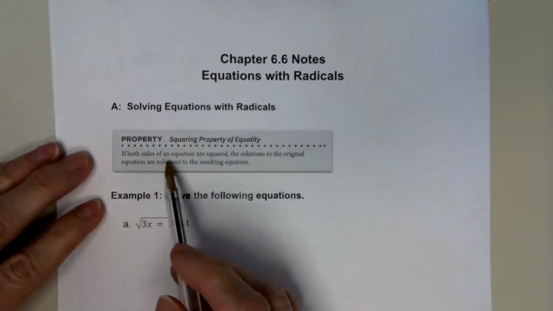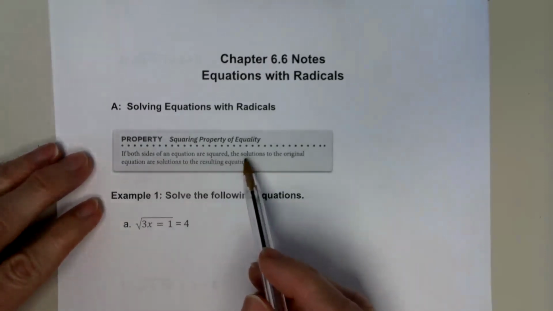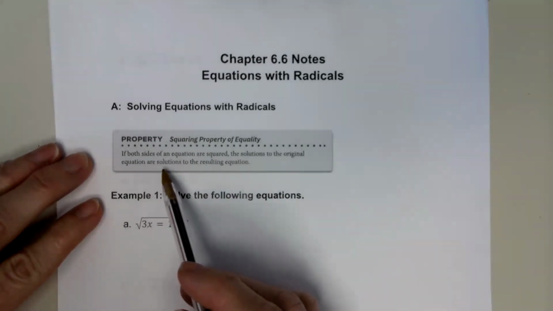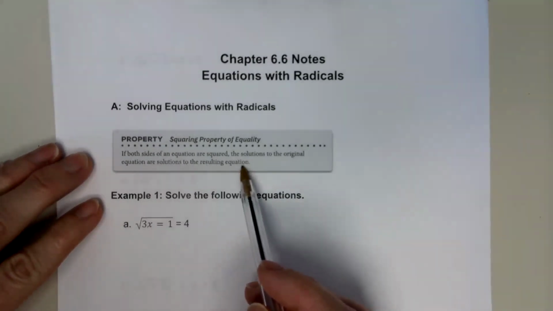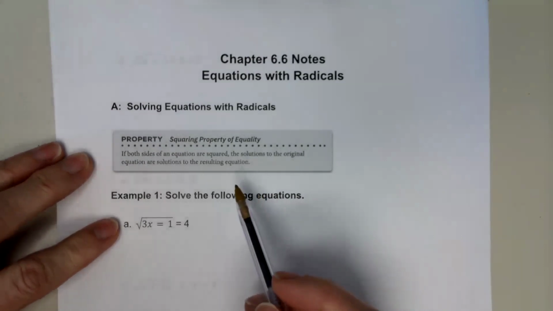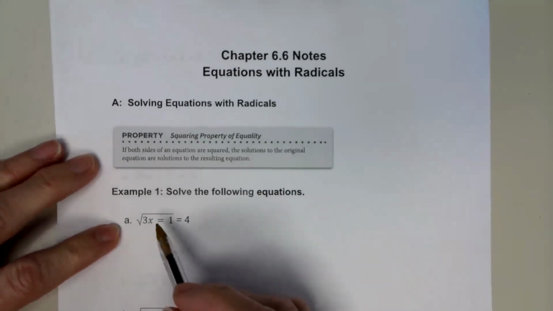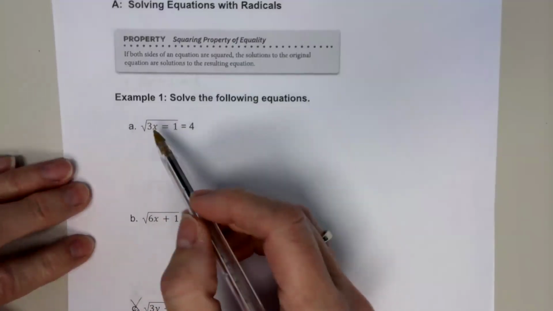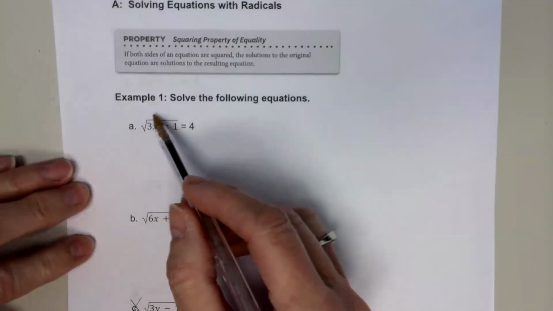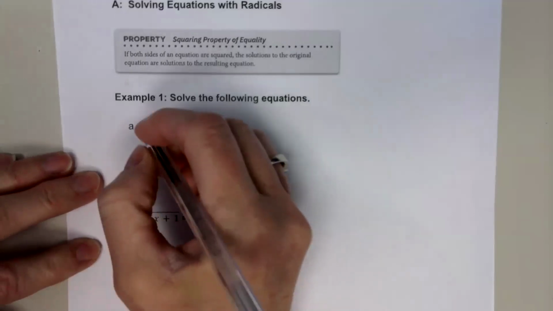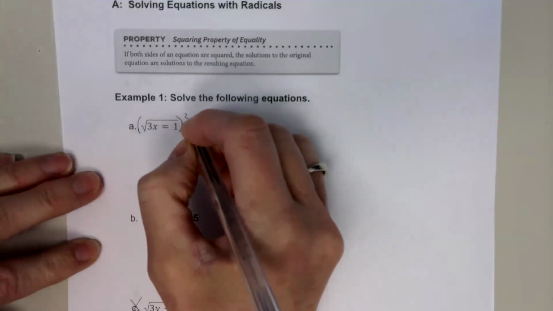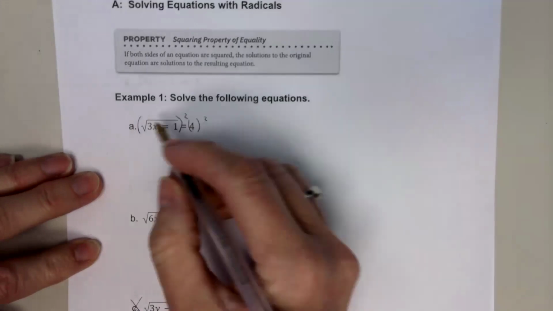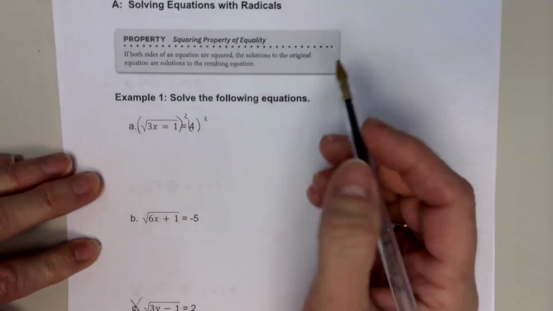So if both sides of an equation are squared, then the solutions to the original equation are solutions to the resulting equation. So that means for me to get rid of this radical here, I need to square this. So if I square that, I also have to square this. I have to square both sides is what my property says.